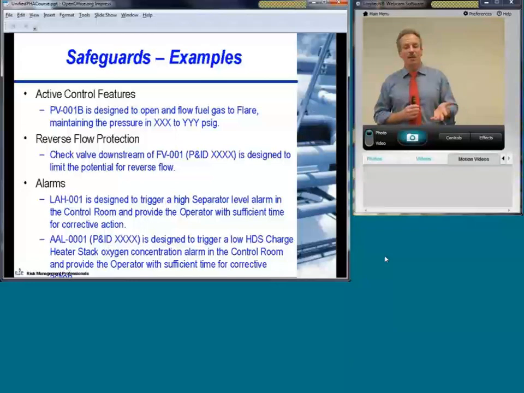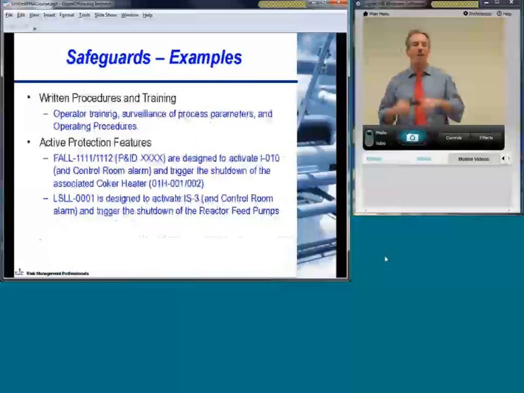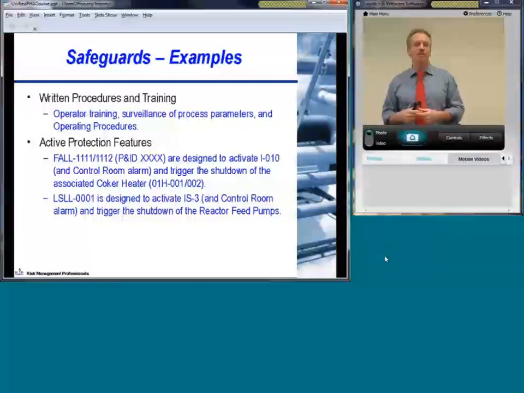And also don't forget, analyzers can also have alarm features on them that can be very helpful to the operator to diagnose something and take corrective action. Written procedures and training, again, I mentioned this just generally. If you're crediting training and procedures, be as specific as possible. If it's surveillance of process parameters, what process parameters? What are they looking at?